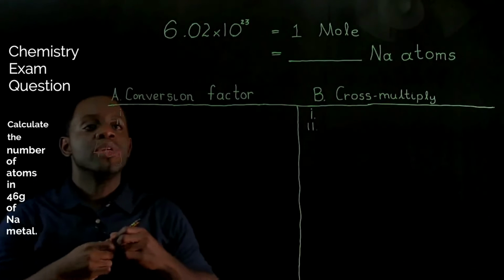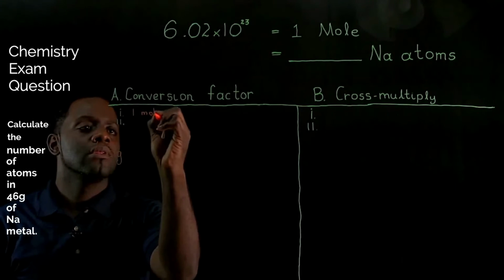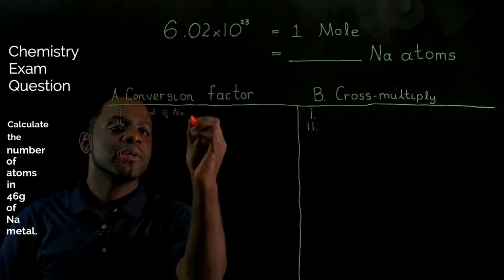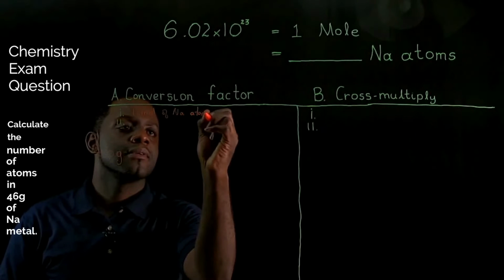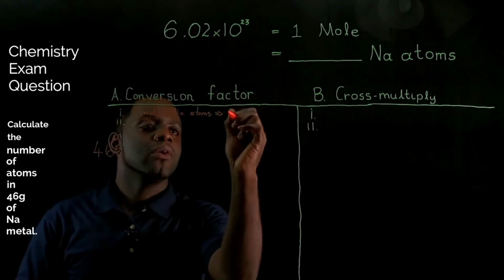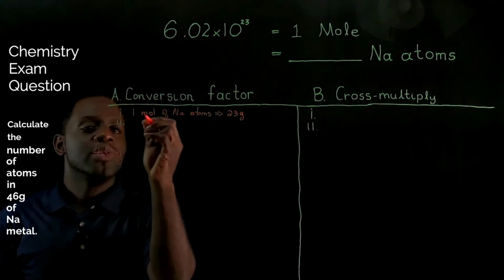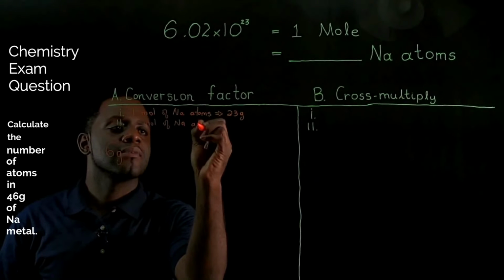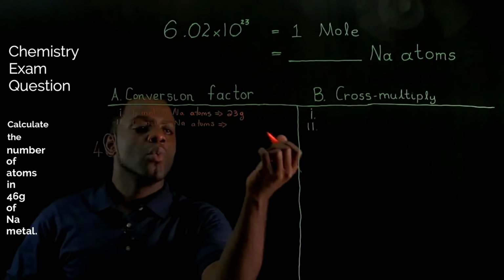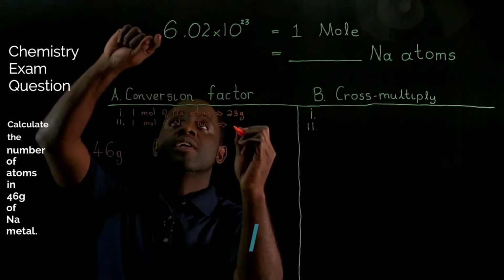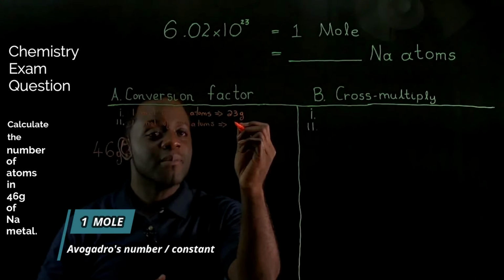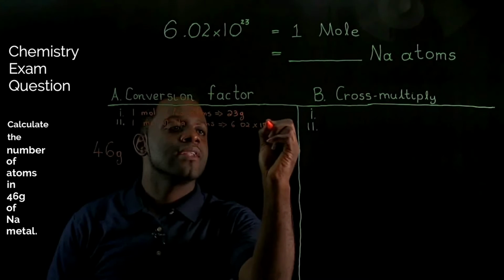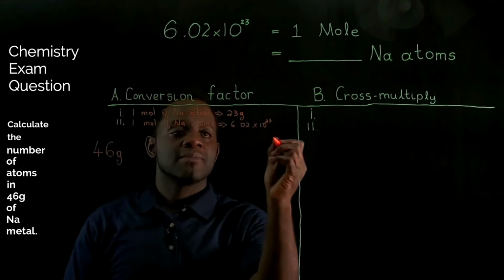So we know that 1 mol, and this is the short form of the word mole, of sodium atoms will weigh 23 grams, and we also know that 1 mole of sodium atoms will have the amount of particles that is equivalent to this number, also called Avogadro's number or Avogadro's constant, 6.02 times 10 to the 23rd atoms.